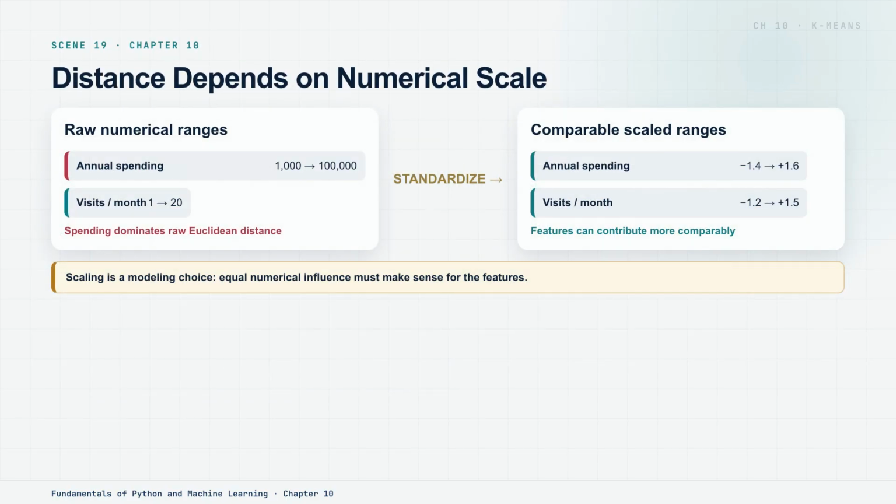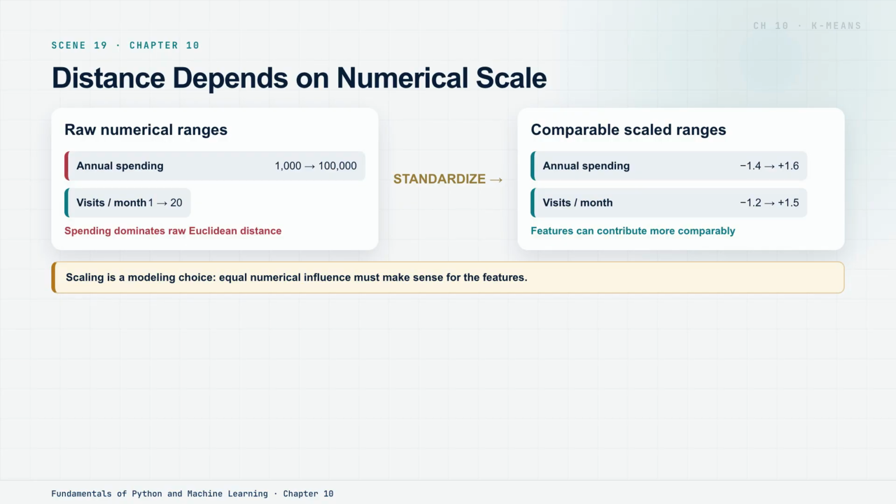K-means is a distance-based algorithm, so feature scaling can change the clusters. Suppose annual spending ranges from 1,000 to 100,000, while store visits range from 1 to 20. The spending feature has much larger numerical differences. Without scaling, it may dominate the distance calculation even if visits are equally relevant. Standardization places features on comparable scales.